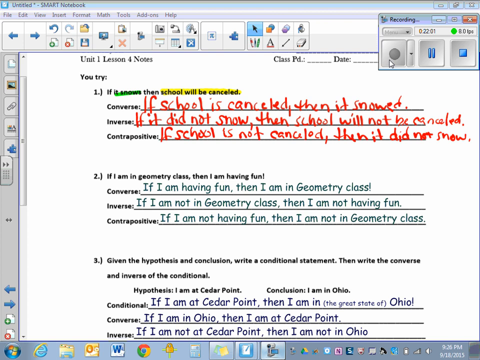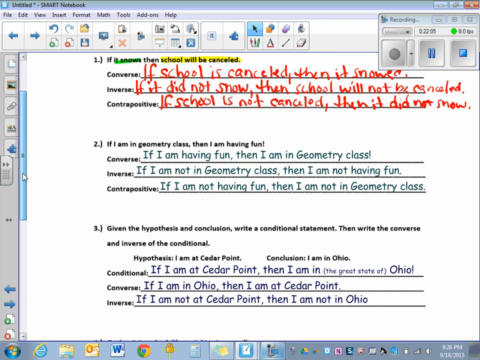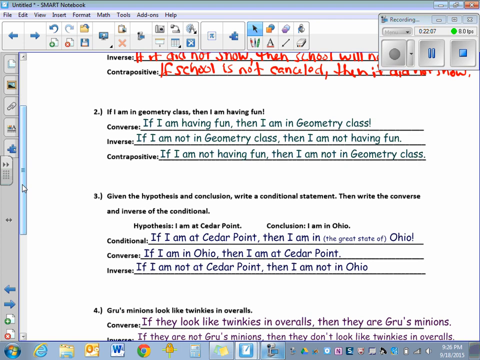Clearly. Alright, number 3, a tribute to the great state. Given the hypothesis and conclusion, write a conditional statement. Then write the converse and the inverse of the conditional. Okay, so our hypothesis is I am at Cedar Point. The conclusion, I'm in Ohio. If you don't know what Cedar Point is, then in the last 2 minutes of class, you may get on your phone and Google Cedar Point. It's awesome.